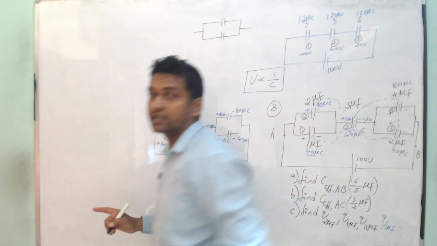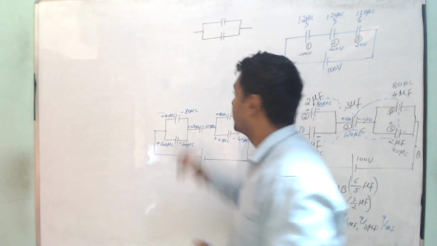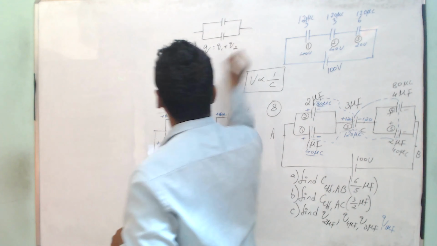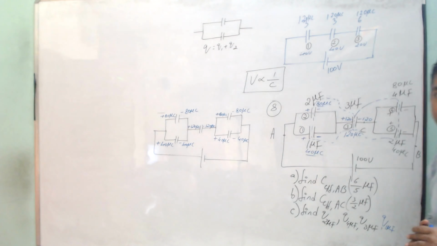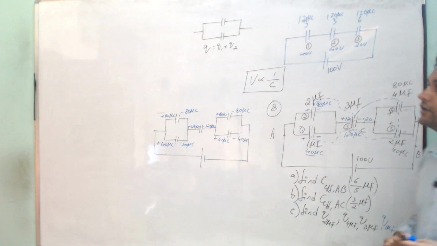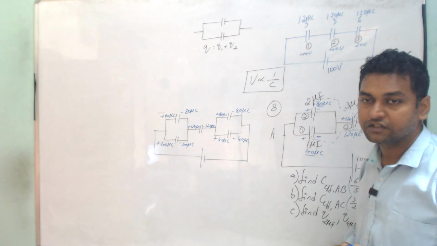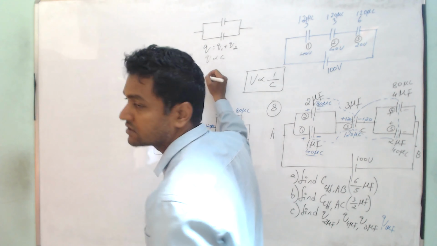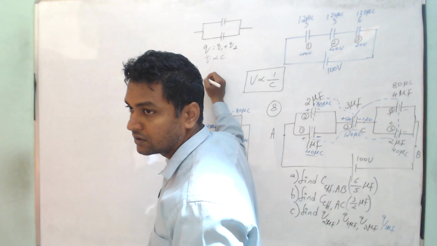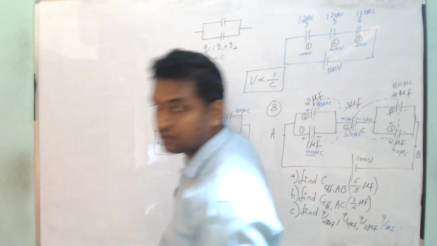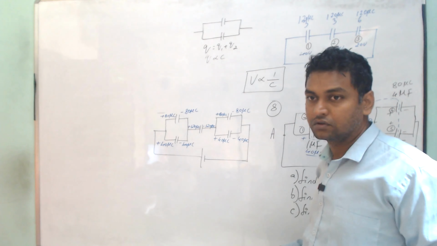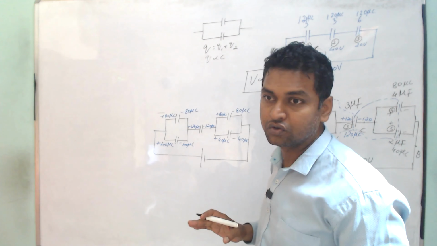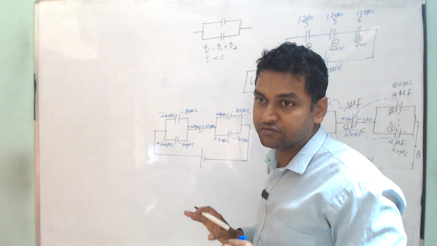Together 120. Yes, sir. For parallel, if you remember, Q is Q1 plus Q2, and V is same. V is constant. So Q is proportional to capacitance. Sir, I didn't do like that. I am telling you, okay. So Q is Q1 plus Q2. Do you remember the derivation of series and parallel?